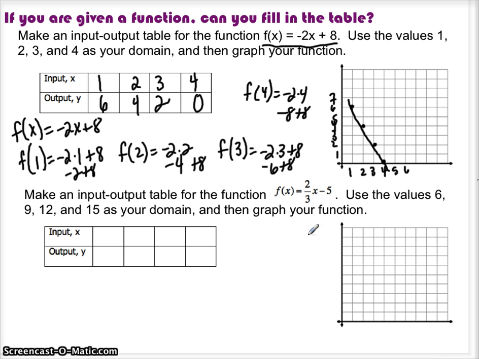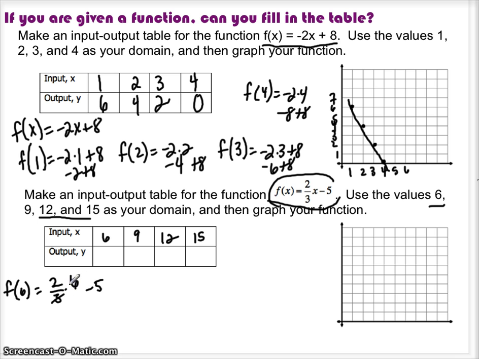Okay. Make an input-output table for the function. All right, this one's a little different because it has a fraction. So let's look at that. Now it says 6, 9, 12, and 15 as your input. So 6, 9, 12, and 15. So f of 6 would be 2/3 times 6 minus 5. 3 goes into 6 twice. 2 times 2 is 4. Minus 5 is -1. F of 9, 2/3 times 9 minus 5.